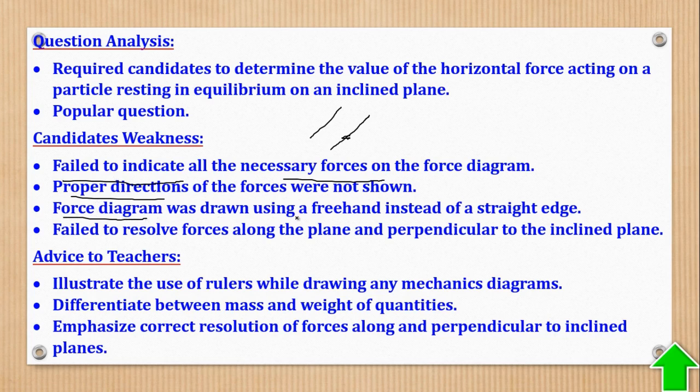Then the first diagram was drawn using freehand instead of a straight edge. So this is what I always encourage you, that in a mechanics examination, you must have a long ruler, because all forces must be drawn using a ruler. If you draw using freehand, then you're going to miss marks right from the start. Then also candidates failed to resolve forces along the plane and perpendicular to the inclined plane. So resolving was also a challenge to many candidates. In mechanics, resolving and taking moments are the two major concepts which must be at your fingertips. So resolving, you must look for ways of mastering it.